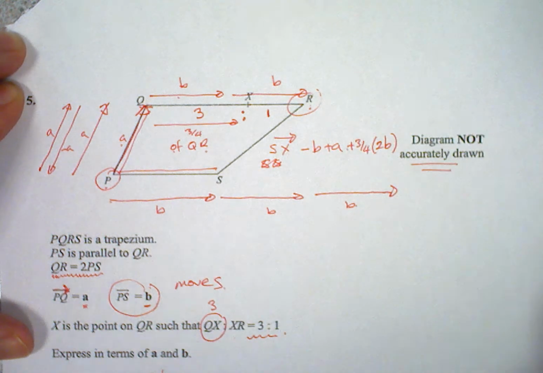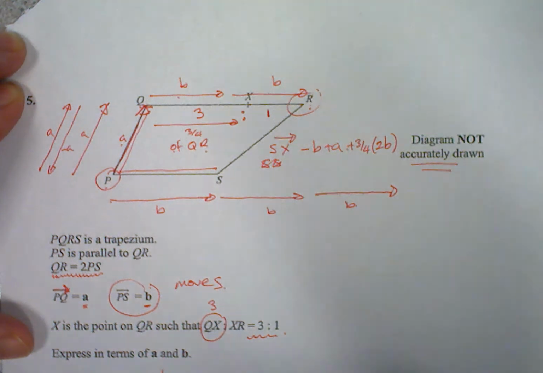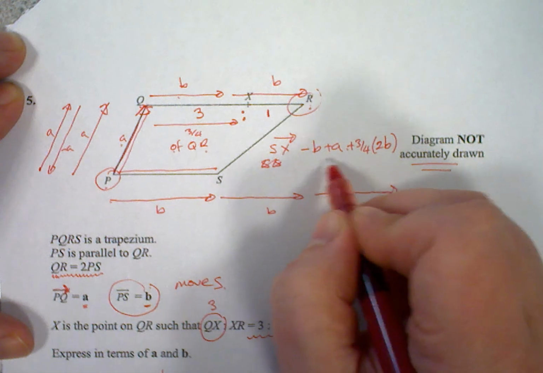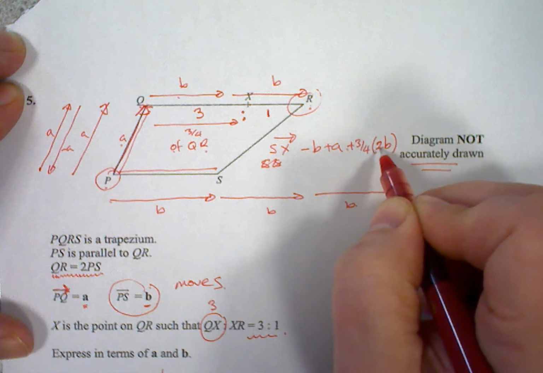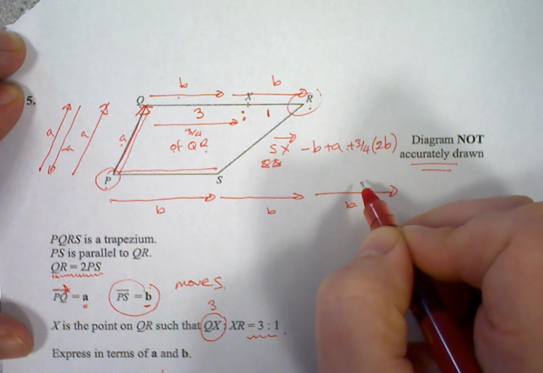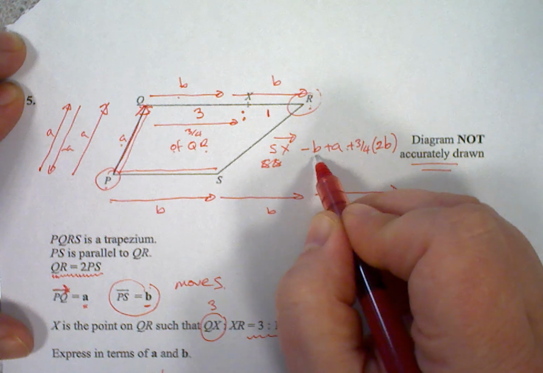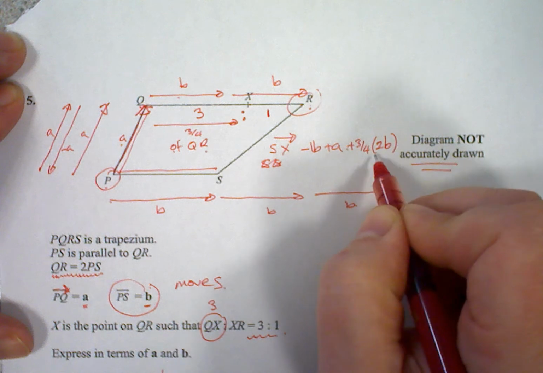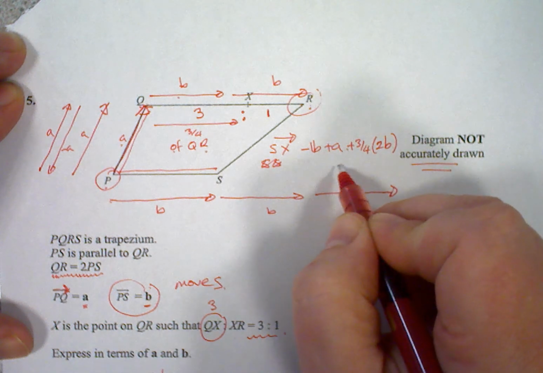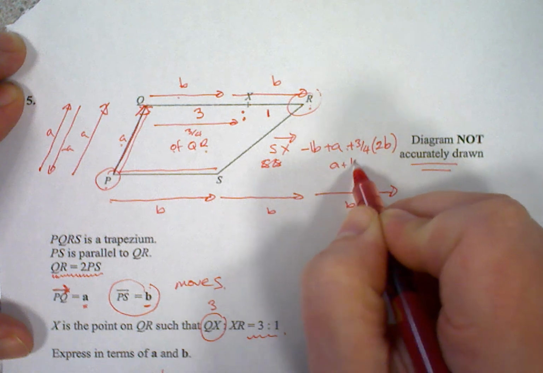Now you get most of the marks for that, but to get the full marks, you'd need to simplify. So if I put into the calculator 3/4 of 2, I get 1.5. Okay, but remember I've got a -1 here. So 1.5 becomes just a half. So my final answer is A plus 1/2 B.